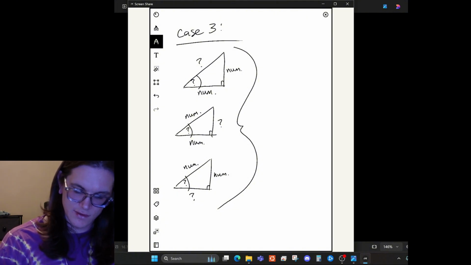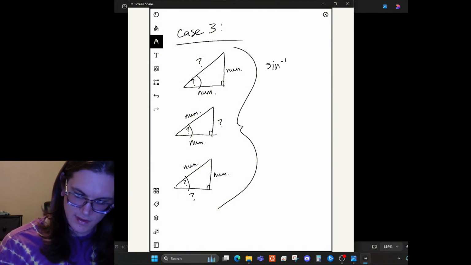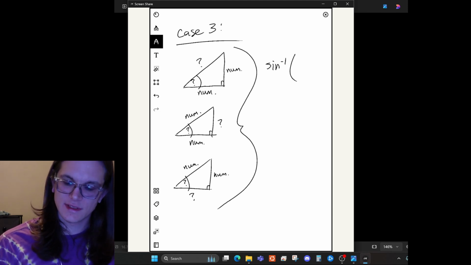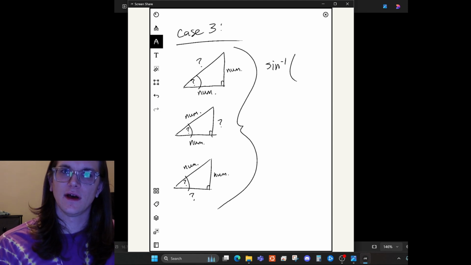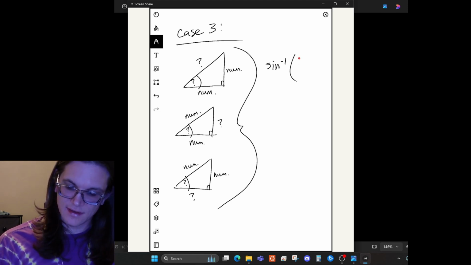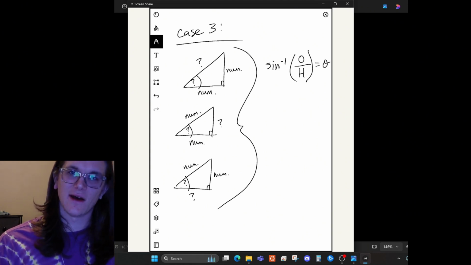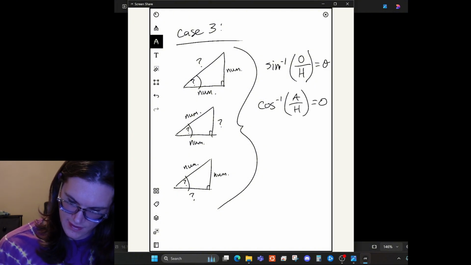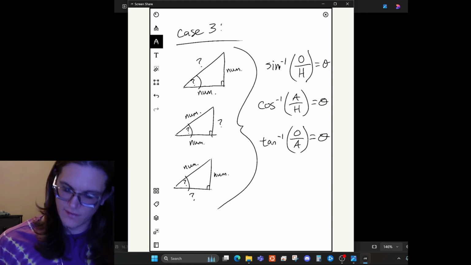you need an inverse trig function, which comes across as scary, but all it says is that if you do the inverse of sine on the thing we learned, then you get theta out. Inverse cosine of adjacent over hypotenuse will give you the theta. Inverse tangent of opposite over adjacent will give you the theta.